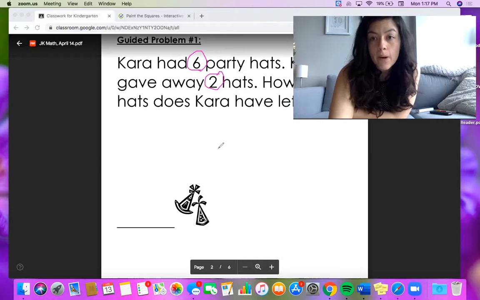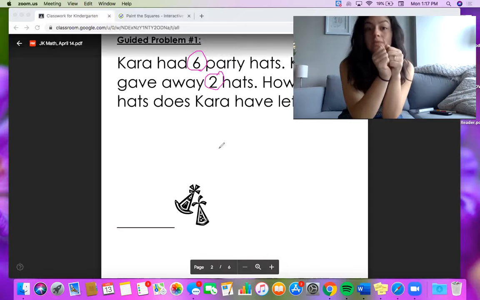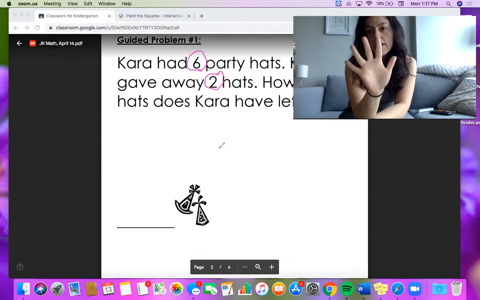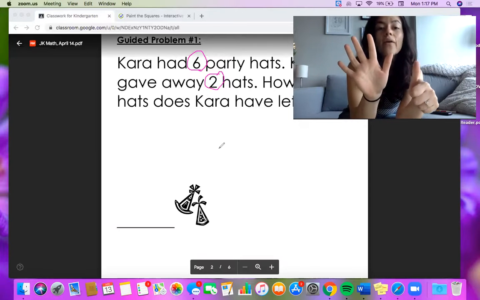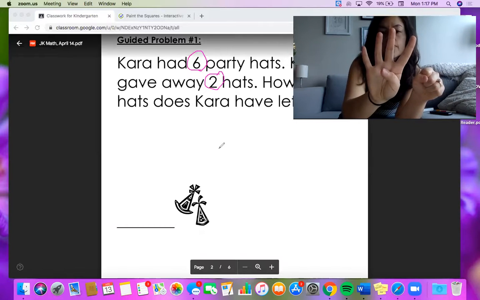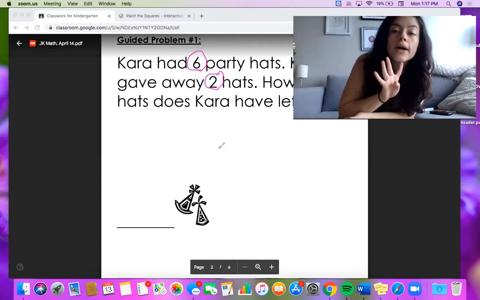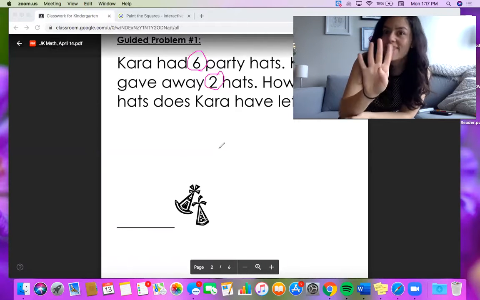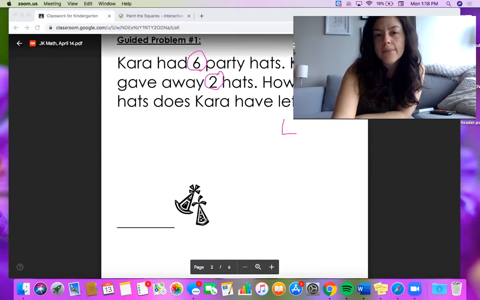So before I draw out my problem, I'm going to try solving on my fingers. I have to start with 6 party hats, so 6 fingers. 1, 2, 3, 4, 5, 6. I have 6 fingers up for the 6 party hats. Now, Kara gives away 2, so I'm going to put down 2 fingers. Watch. 1, 2. Now, to see how many fingers I have up, I'm going to use my chin to count. 1, 2, 3, 4. That must mean that Kara has 4 hats at the end. I'll write that number down so I don't forget.